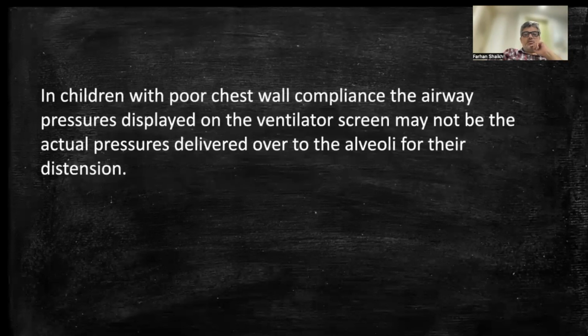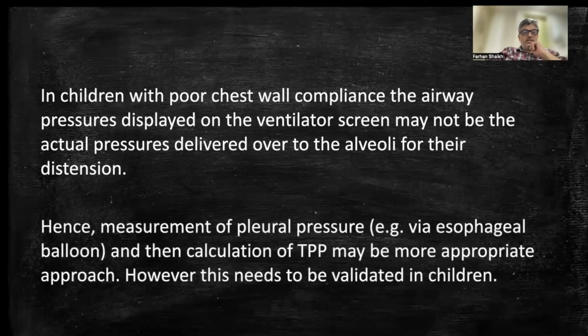And in children with poor chest wall compliance, the airway pressures displayed on the ventilator screen may not be the actual pressures delivered over the alveoli for their distension, and hence measurement of the pleural pressures, for example, by esophageal balloon pressure monitoring. There are other methods also for pleural pressure measurement, and then you can calculate transpulmonary pressure. That may be a better approach, although it is still not validated in children.